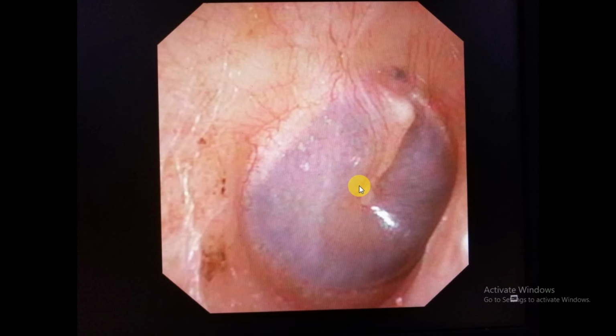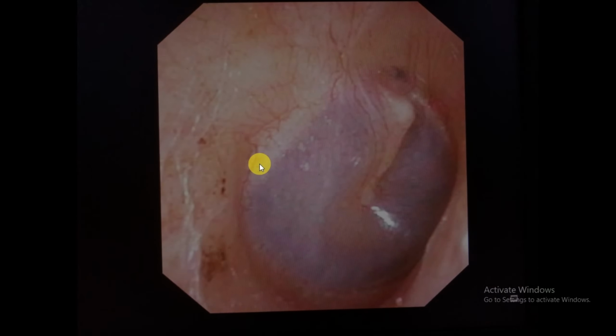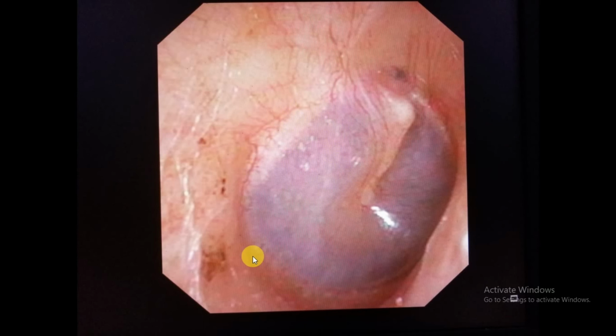Pars tensa forms most of the tympanic membrane. Its periphery is thickened to form a fibrocartilaginous ring called annulus tympanicus, which fits in a bony tympanic sulcus. This is annulus tympanicus.